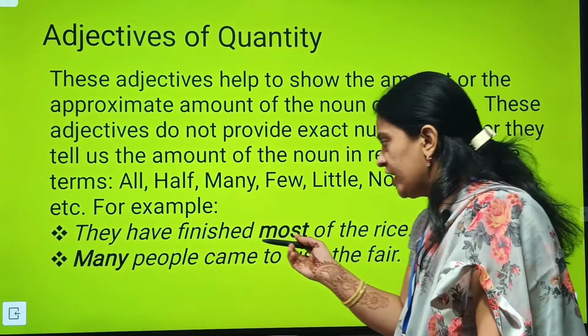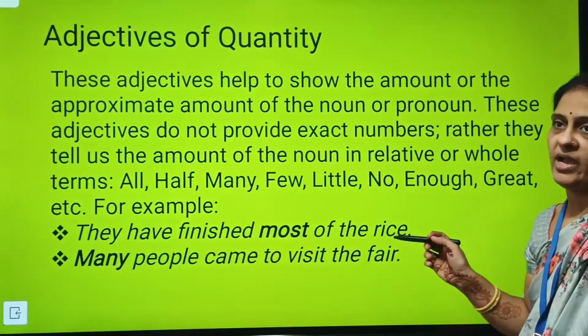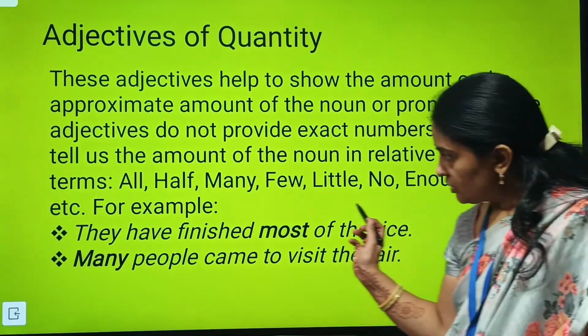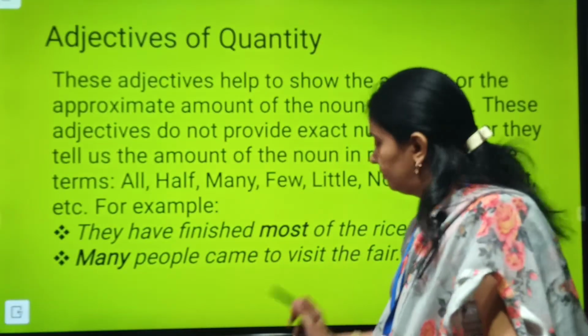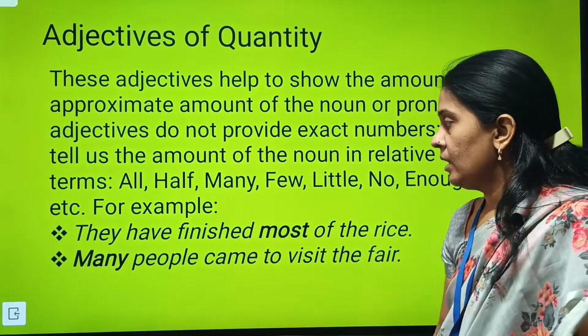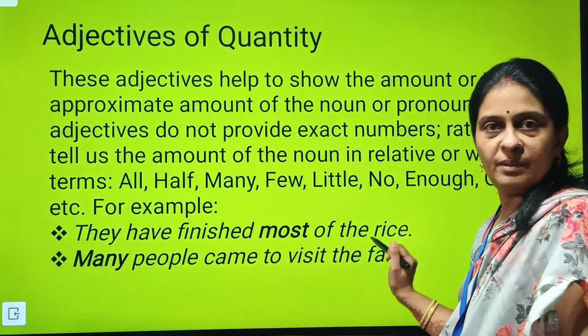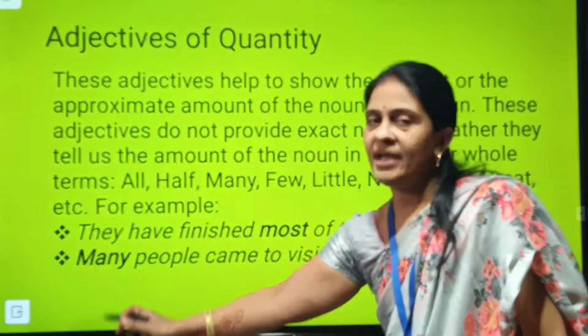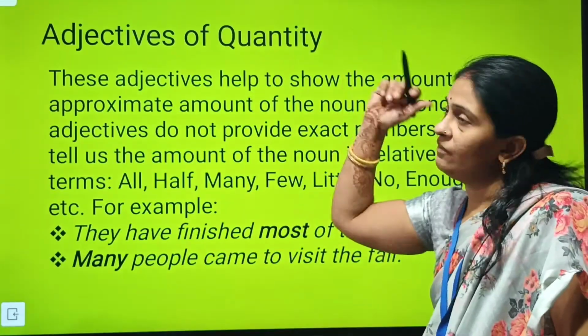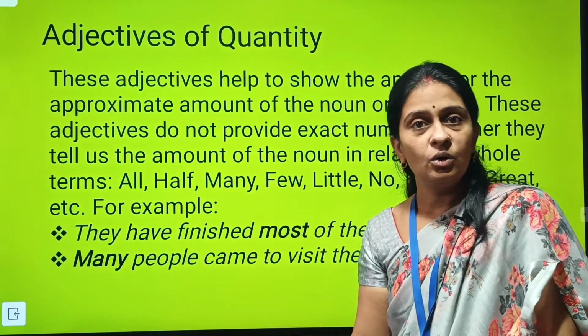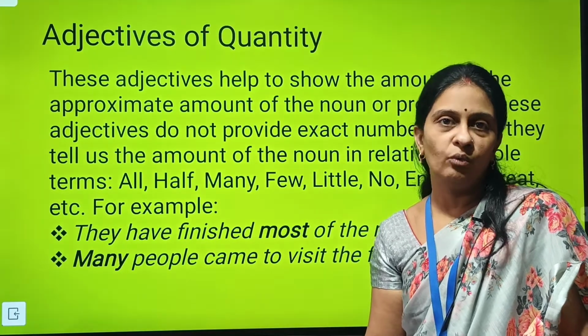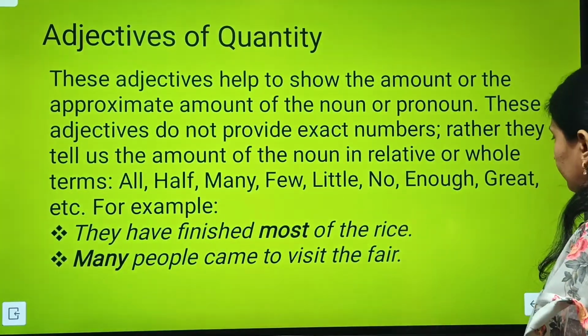These are the few words that have basically been used for the quantity. They have finished most of the rice. So, how much rice they have finished? Most of the rice. Many people came to visit the fair. How many people came to visit the fair? Many people. So, here we describe the quantity of a noun or a pronoun.